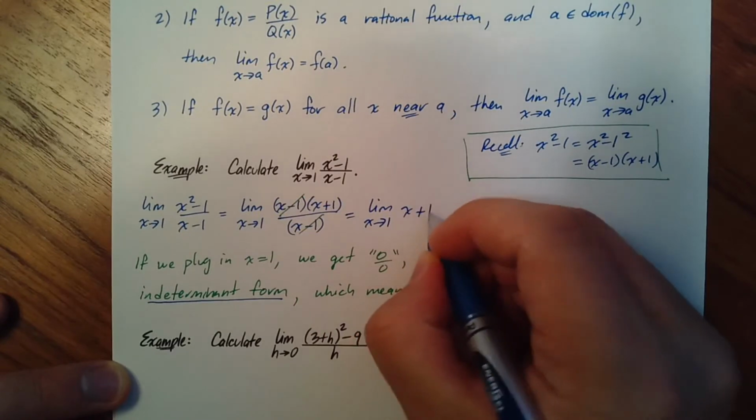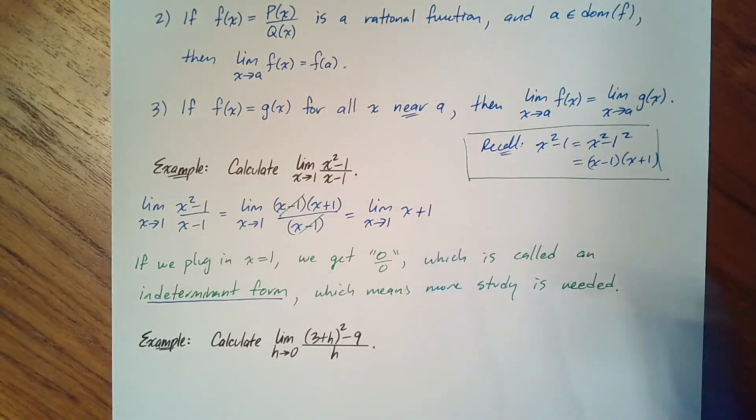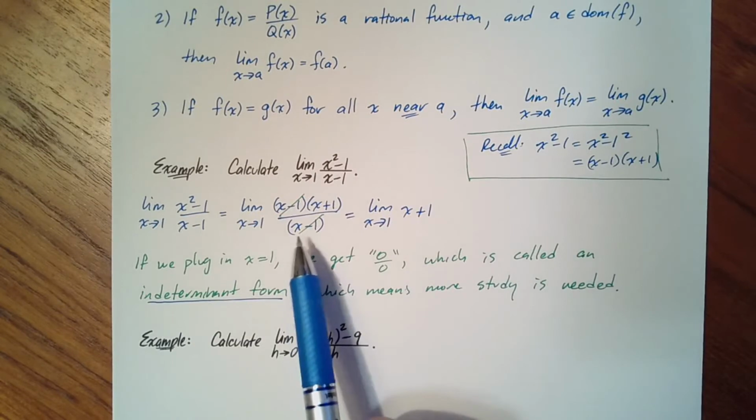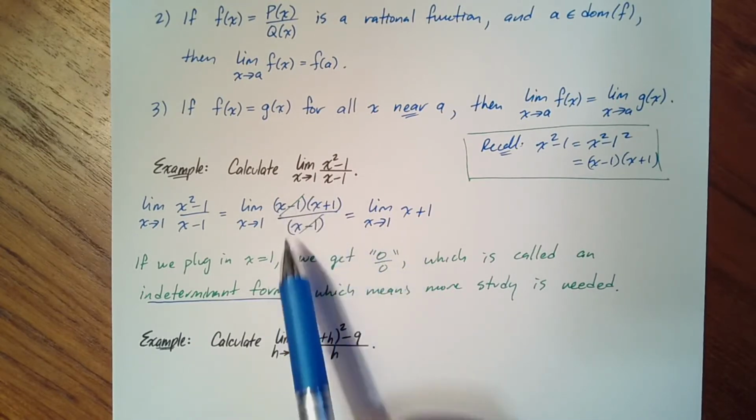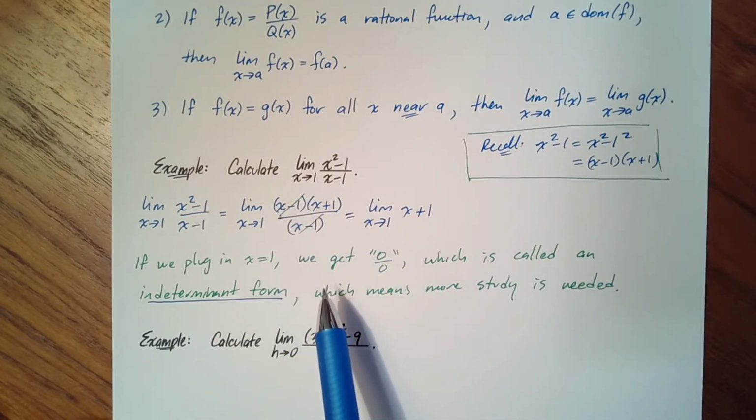So I get the limit as x approaches 1 of x plus 1. But now, let's wait a second. Why are we allowed to do this? Yeah, okay, we can cancel the x minus 1s, but that's something we do when we're doing algebra.